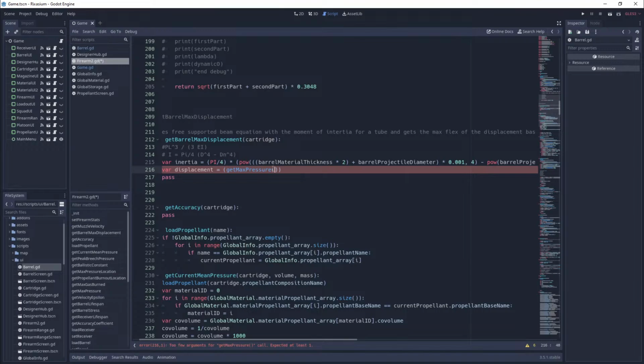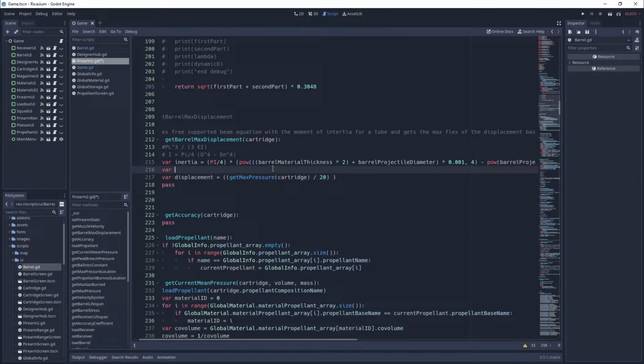Max pressure here. Was it pi? Sorry, cartridge. I'm going to take this, divide this by 20. So that is this current esoteric equation. I think I should separate it just in case something breaks.